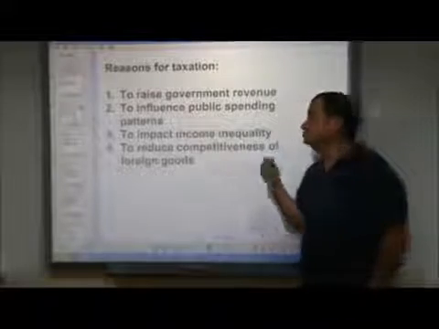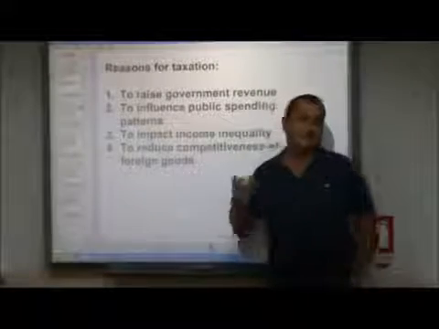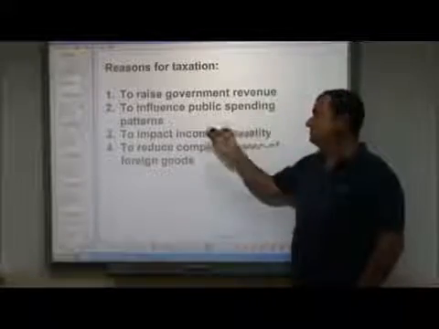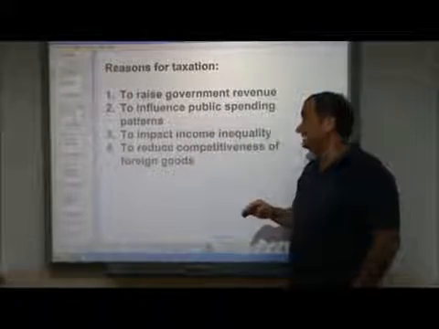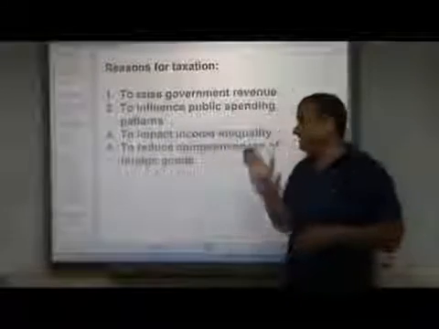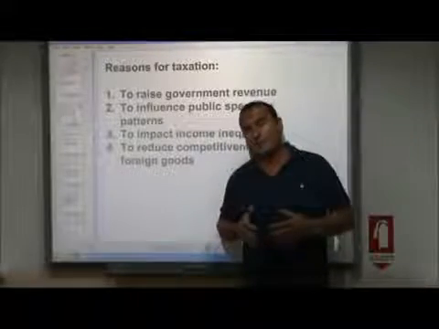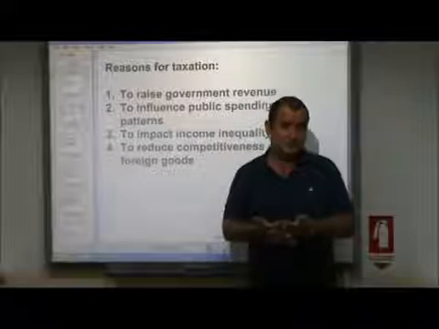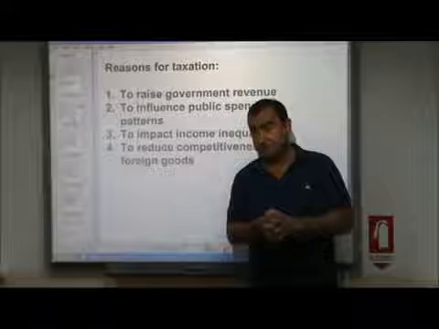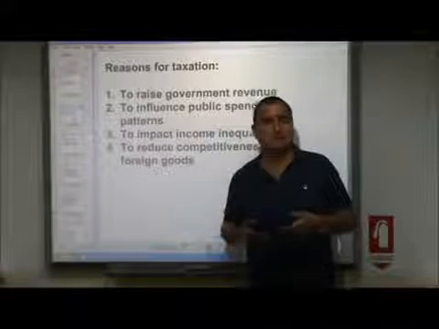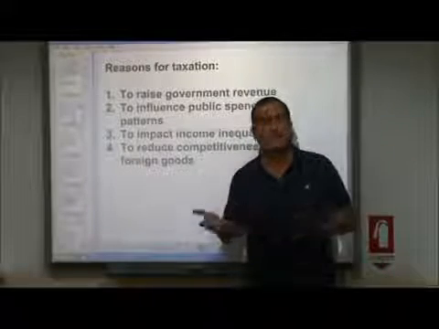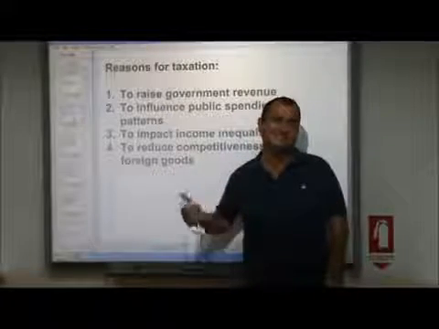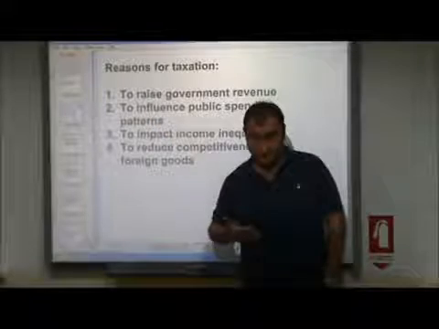These are the main reasons. To raise government revenue. After all, the government has to spend a lot of money on the public sector. So to raise government revenue, to influence public spending patterns. What I mean by that is the spending patterns of the public. By placing taxes on certain goods, they hope to raise the price of those goods and reduce the consumption of those goods by raising their price. Tobacco products, alcohol are examples of where taxes are placed simply to raise the price and discourage us from spending our money on those goods.